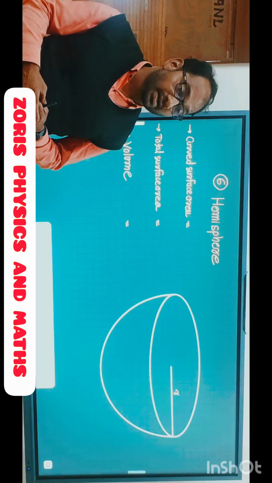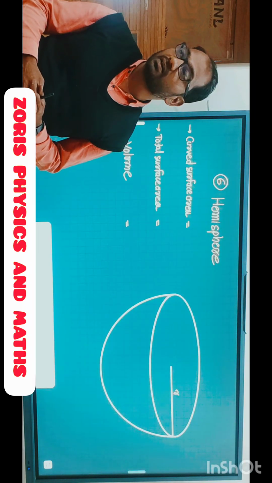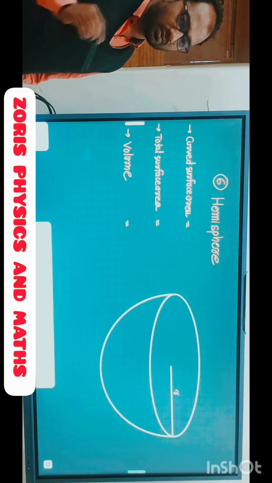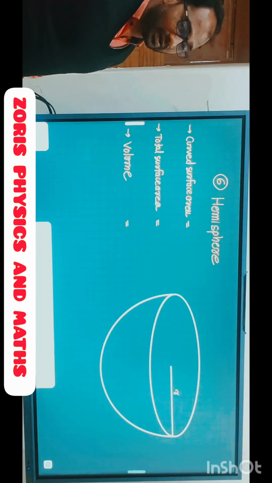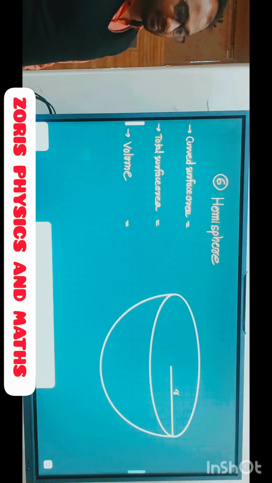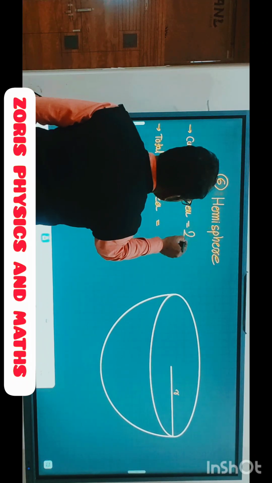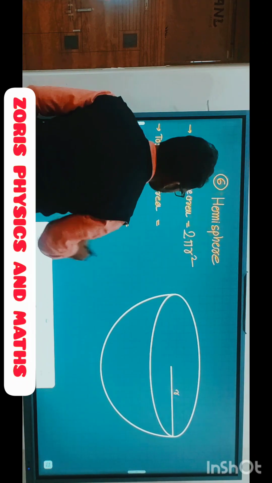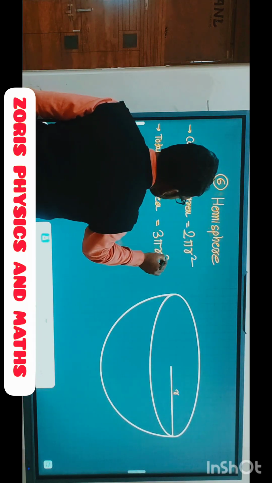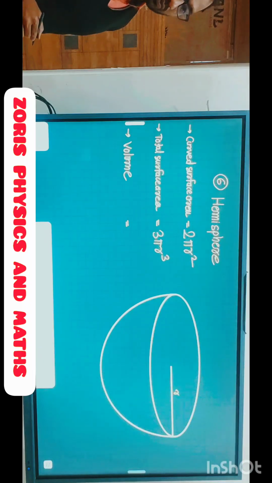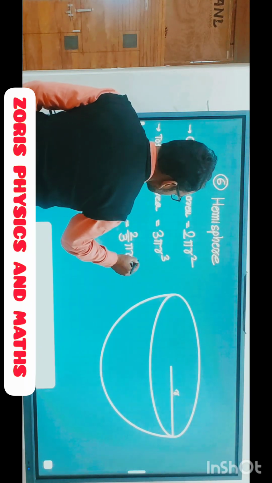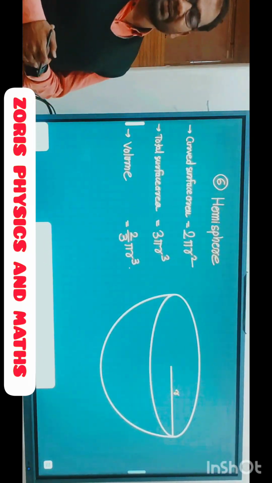Now, students, this is the last shape we have to remember here, which is called hemisphere. In a hemisphere, again we have to measure only one length, the radius, and with the help of radius we have to do three formulae. Curved surface area. What is curved surface area? That is 2 pi R square. Now, total surface area, that is 3 pi R square, and finally the volume of hemisphere, which is 2 by 3 pi R cube. So these are the formulae related to it.